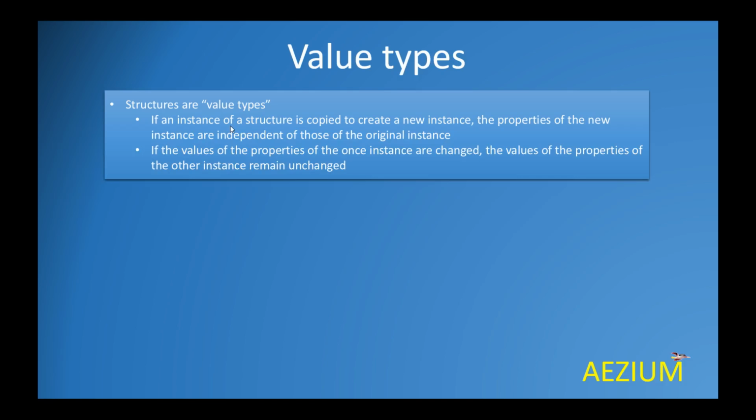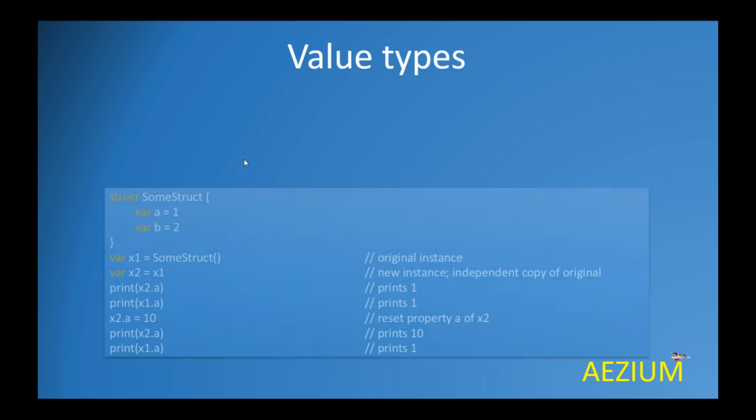They don't share their properties and methods. This means that because of their independence, if the values of the properties of one instance are changed, the values of the properties of the other instance remain intact. So by changing the values of the properties of one instance, we do not affect the values of the properties of the other instance. Let's have a look at an example for this.